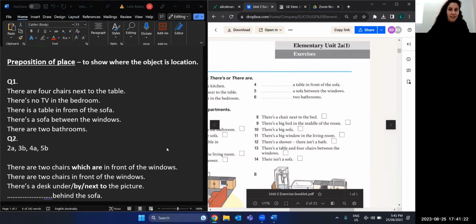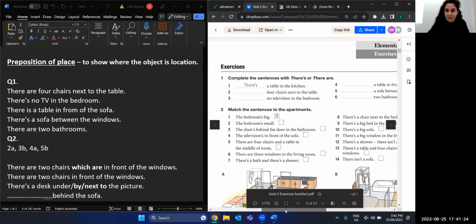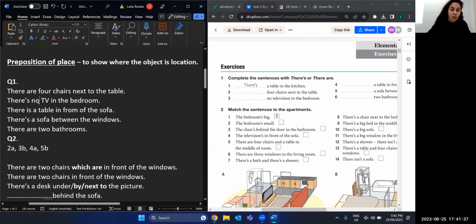Yes. There's no television in the bedroom. So you could also say there isn't a television. So it's just a different way to say it. So if you put no, but not is when we start to say there isn't, because that's with the not. There isn't a television in the bedroom.